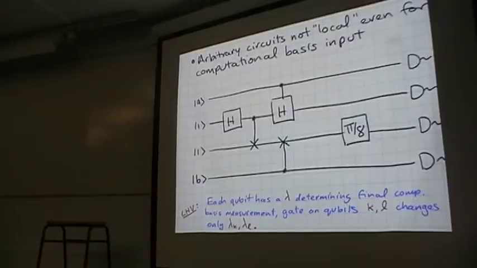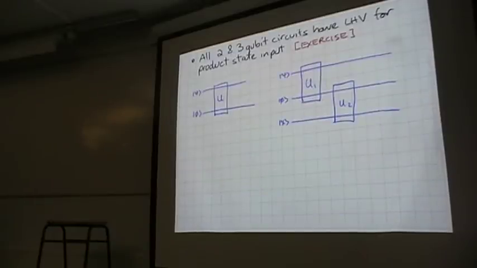So if you're happy with that, then I'll set you an exercise. The exercise is to show that all 2 and 3 qubit circuits have a local hidden variable theory. I'm always going to be assuming product state input like this. It's kind of obvious for a 2-qubit circuit, because the hidden variable for this could just be the quantum state psi, and the hidden variable here could be the quantum state phi.